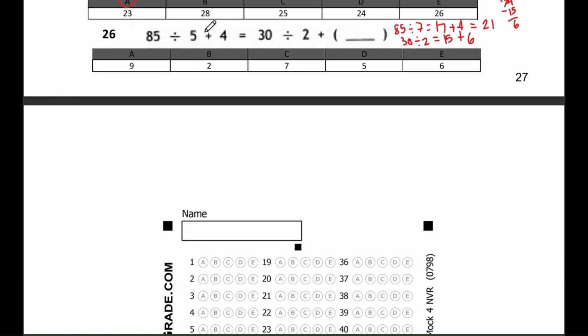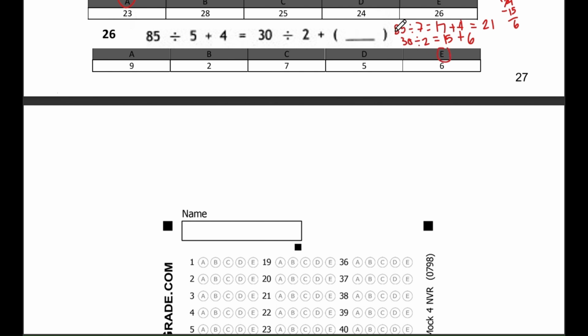Question 26. 85 divided by 5 plus 4 equals 30 divided by 2 plus what missing number? The options are A, 9, B, 2, C, 7, D, 5, or E, 6. The correct answer is E, 6.